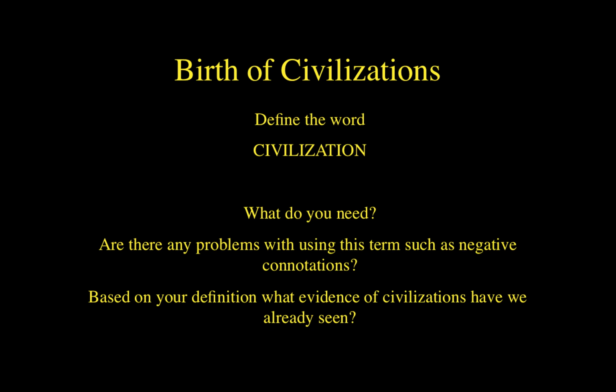And so something I'll ask you to do, and this is also an essay question, is to define that word. What elements do you need to be defined as a civilization? And primarily historians are doing this, defining certain groups of civilizations versus others. And then think about the next two questions. Are there any problems with using this term? And then, based on your definition, what evidence of civilizations have we already seen? Meaning go back to chapter 1 and look at the groups that we discussed and do they fit this category.